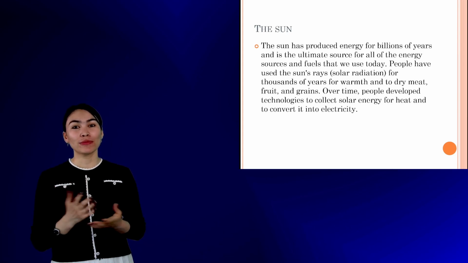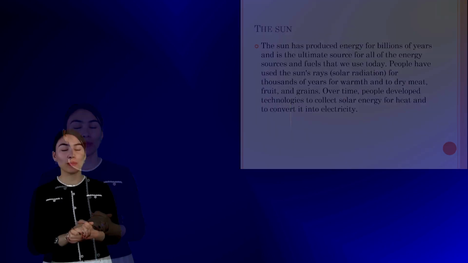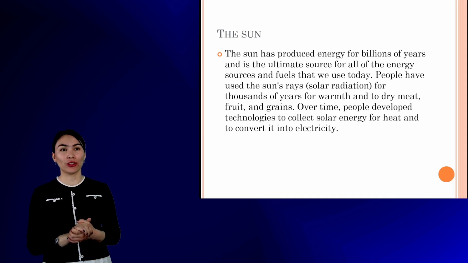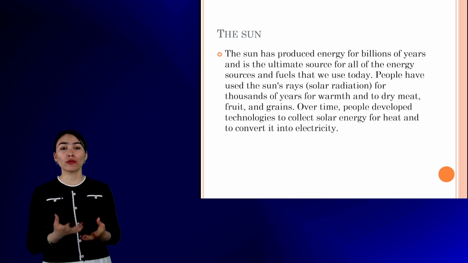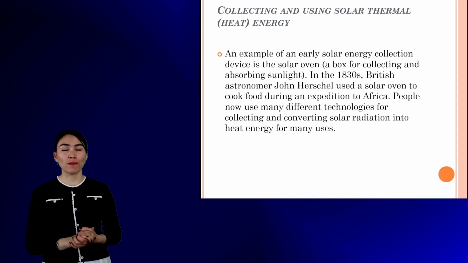Solar energy has been used by humans for millions of years, and it's the ultimate source of the energy and fuels that we use today. People have used the sun's rays, or solar radiation, for thousands of years for warmth, and to dry meat, fruit, and grains. Over time, people developed technologies to collect solar energy for heat and to convert it into electricity.